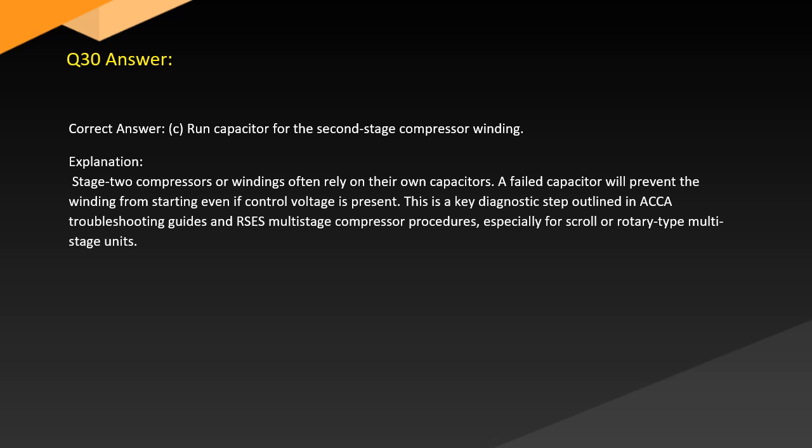Answer. Correct answer: C. Run capacitor for the second stage compressor winding. Explanation. Stage 2 compressors or windings often rely on their own capacitors. A failed capacitor will prevent the winding from starting even if control voltage is present. This is a key diagnostic step outlined in ACAT troubleshooting guides and ASE's multi-stage compressor procedures, especially for scroll or rotary type multi-stage units.